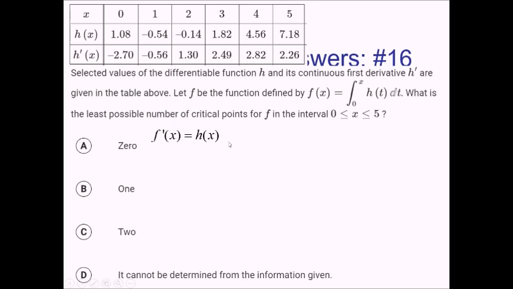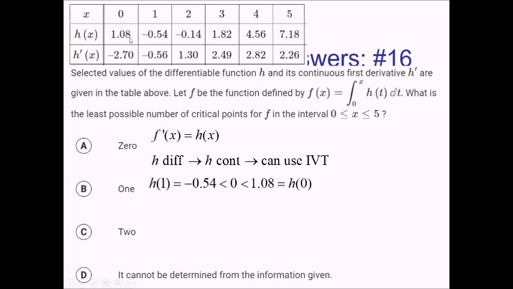Now the key on this is that they told us h is differentiable. Therefore, that means that h is also continuous, and the intermediate value theorem can be used to figure out places where h has to have a value of 0, at least intervals on which h must be 0. For example, we have the interval here from 0 to 1. Notice that h of 1 is a negative number, and that's obviously less than 0. And notice that h of 0 is a positive number, 1.08. Well, since we're going from a negative to a positive and we have a continuous function, that means we have to pass through 0 on the way there.